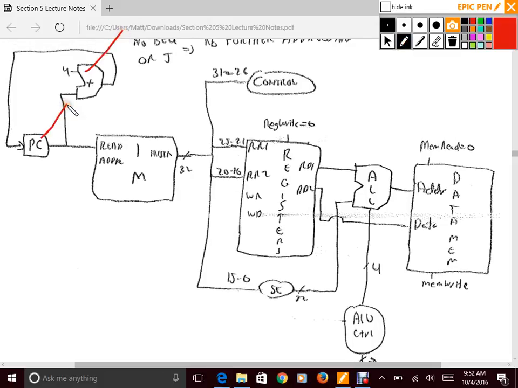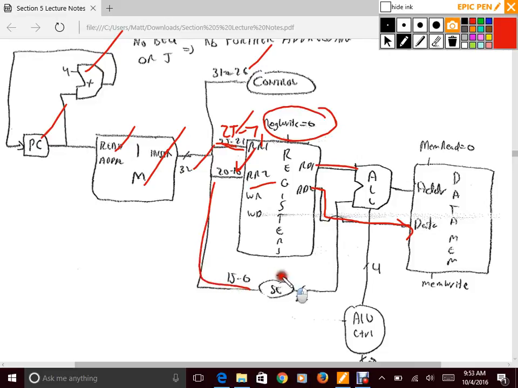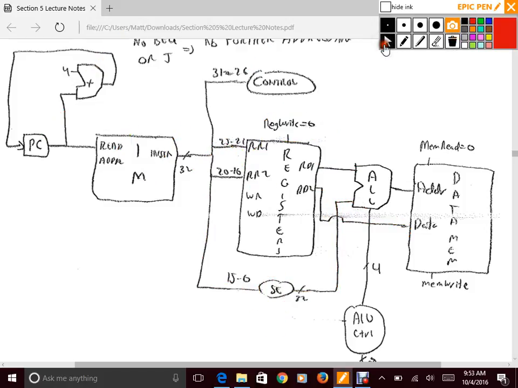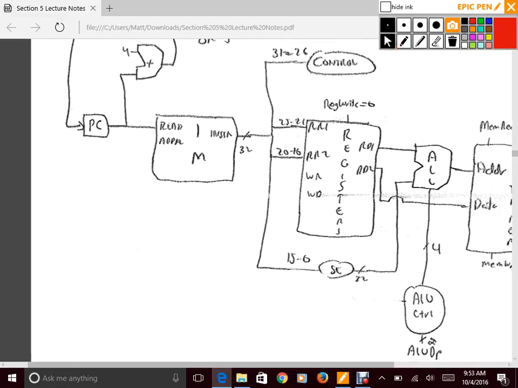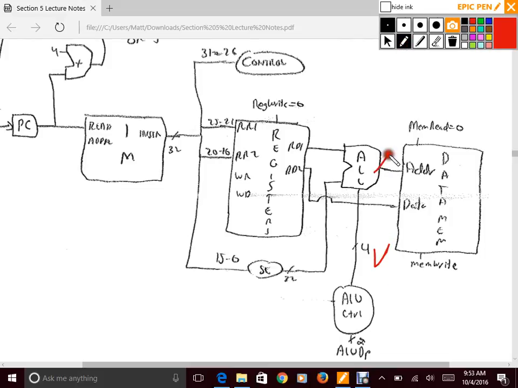I got a PC plus 4, PC, read address, instruction memory, 32 bits, 31 to 26, 25 to 21, 20 to 16 is going to read register. I'm reading the register and writing it to the data memory. Read register 1, this is 25 to 21 here. I wrote reg write equals 0 there. You can leave it off. Both are acceptable. So this goes to 15 to 0. That says sign extend. This becomes 32 bits and is the second input to the ALU. So mem write is being used. I have a 2-input ALU op, a 4-bit output that goes to the arithmetic logic unit.